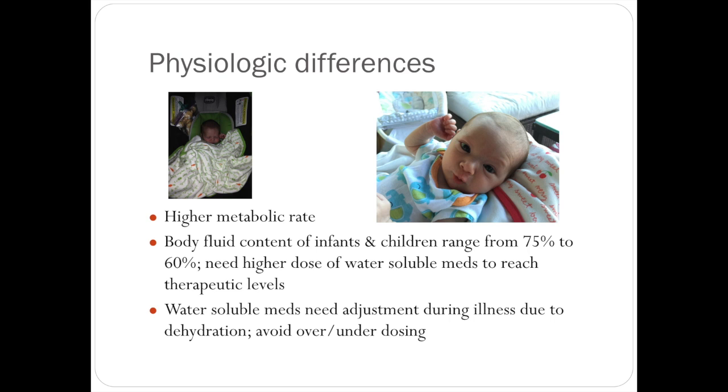Body fluid content of infants and children is very different from that of adults. Infants are 75% water. Younger children are 60% water. And therefore, we need higher dosages of water-soluble drugs in order to reach the therapeutic level desired to have the effect. And vice versa, if a child comes in dehydrated, then water-soluble medication dosages are going to be adjusted because they're going to be extremely concentrated in a kid who is low in fluids.